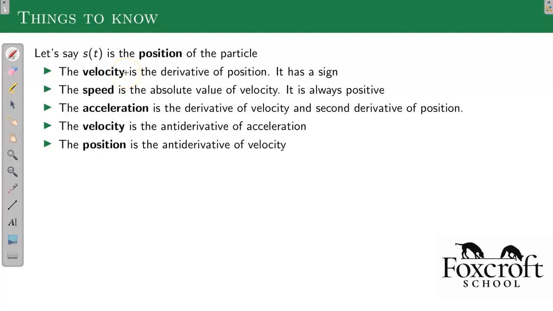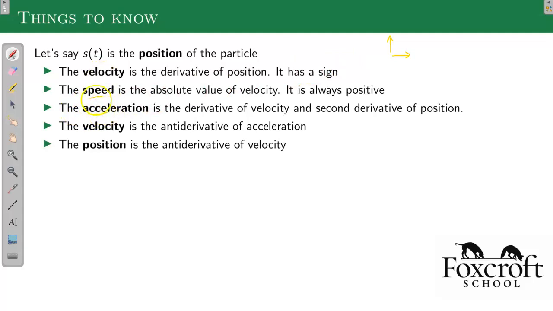And velocity has a sign. So if it's positive, I'm moving right or up. If it's negative, I'm moving left or down. So velocity has a direction and a magnitude. Speed is basically velocity without a direction, so it's just the absolute value of velocity. So even if I'm moving left at 20 meters per second, my speed is just 20 meters per second. So speed is just velocity without the sign.